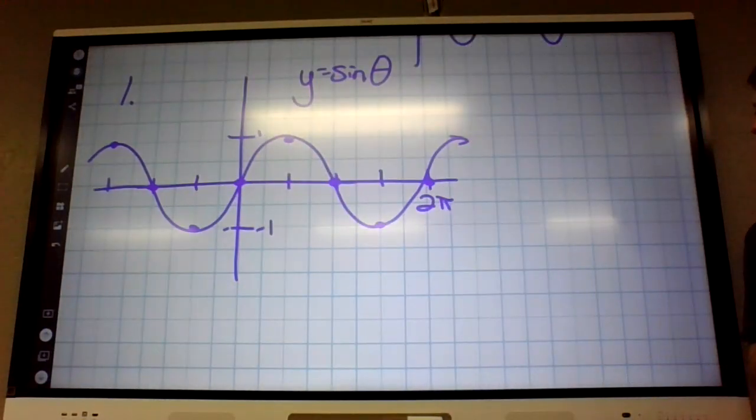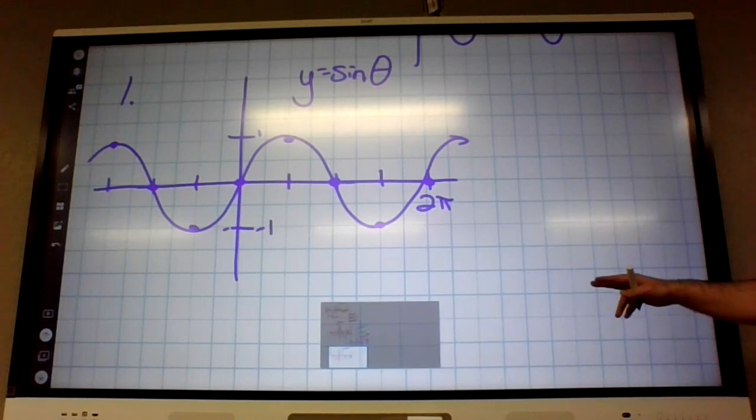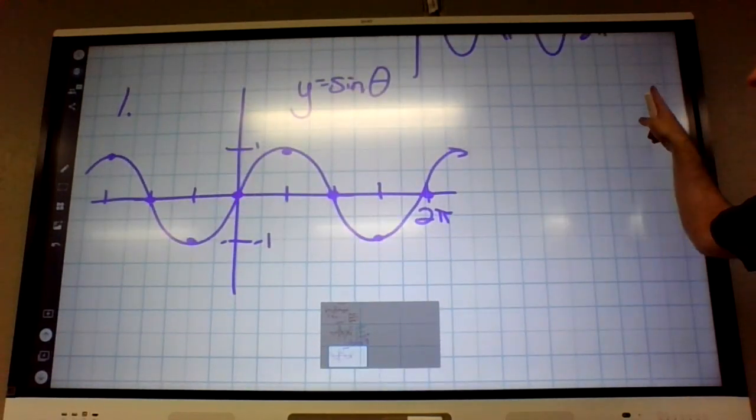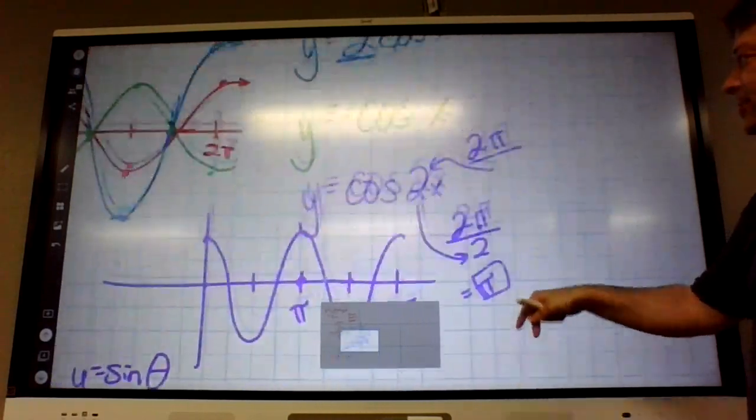Why did the arrow stop right there? You do need to go through at least one period, so that means you do have to get out to 2 pi. Alright, are we good on sine? Okay, number 2 is cosine.